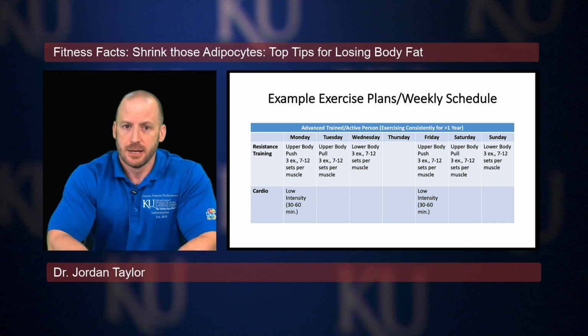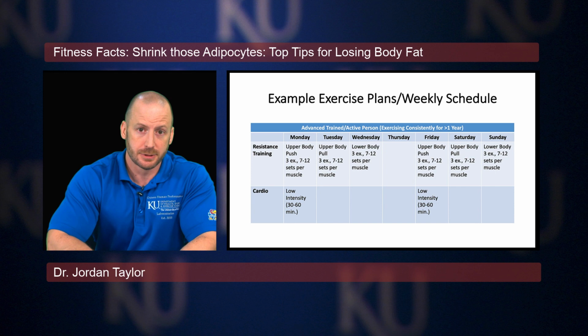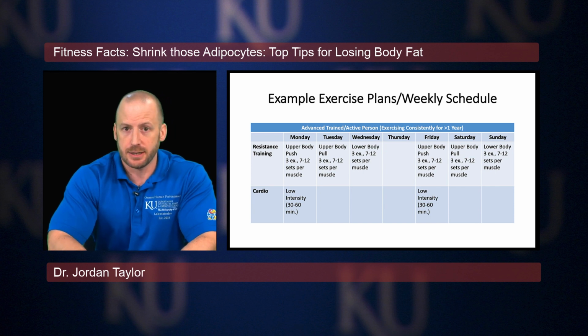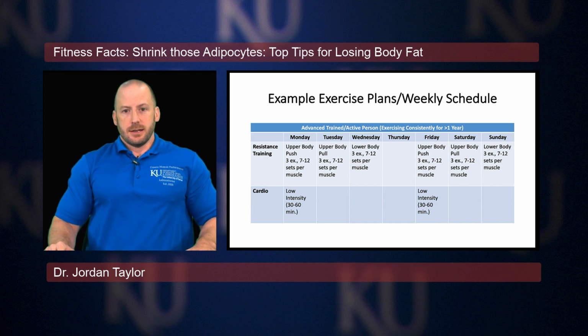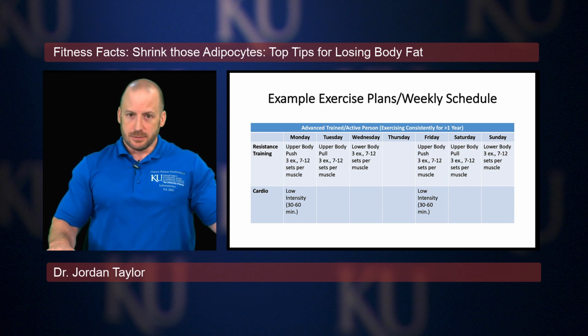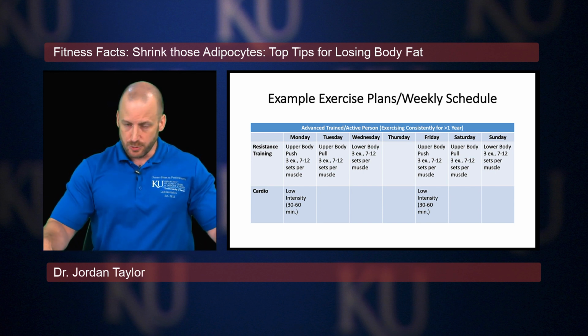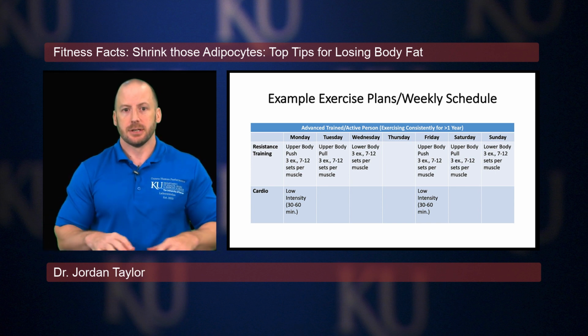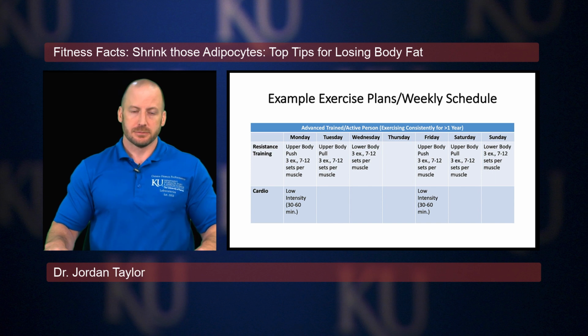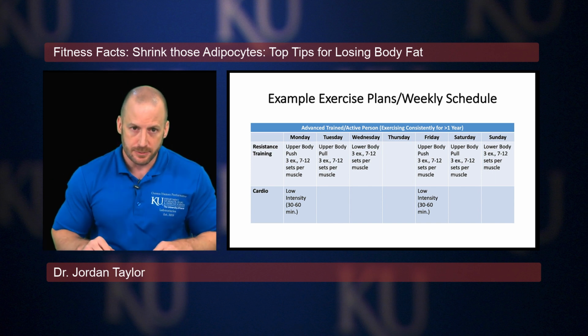Okay, so 3 exercises and 7 to 12 sets per muscle group. All right, then Thursday a break, and then again, Friday, Saturday, Sunday is a repeat. So basically, you're going to be hitting every muscle group twice a week. Okay, here, chest twice a week, back twice a week, legs twice a week, with adequate rest periods in between.